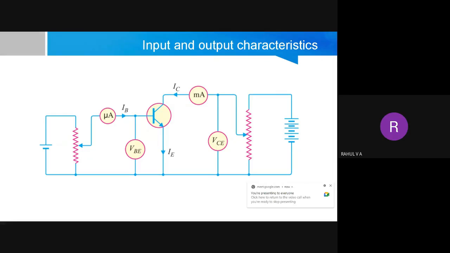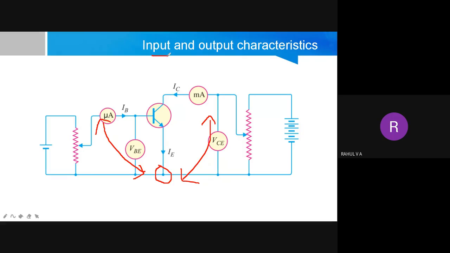Okay, during the third hour, we were discussing the input and output characteristics of a transistor connected in common emitter configuration. That means this particular terminal, the emitter, is common to input and output. And I was telling that there are two characteristics we are plotting. One is input characteristics, the second one is output characteristics.